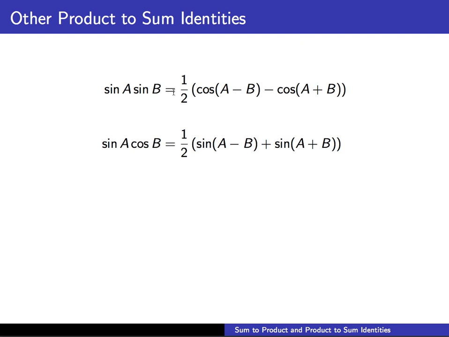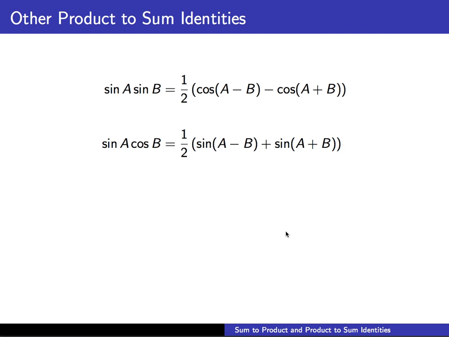Other product to sum identities are very similar in how we arrive at them. First, we have sine A sine B is half the difference of cosine of A minus B minus cosine of A plus B. Again, we can use the angle sum and differences for sine. Sine A cosine B, if we take the sine of one angle and multiply it by the cosine of the other, we get half the sum of the angle sum for sine and the angle difference for sine. So sine A cosine B is half the sum of the sine of A minus B and the sine of A plus B.